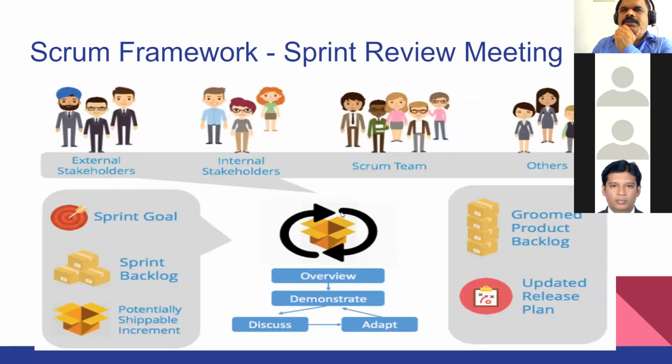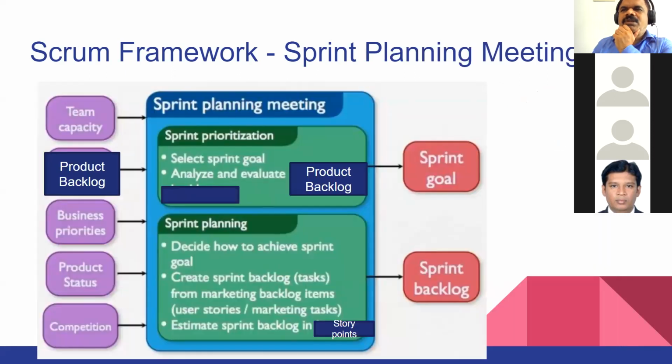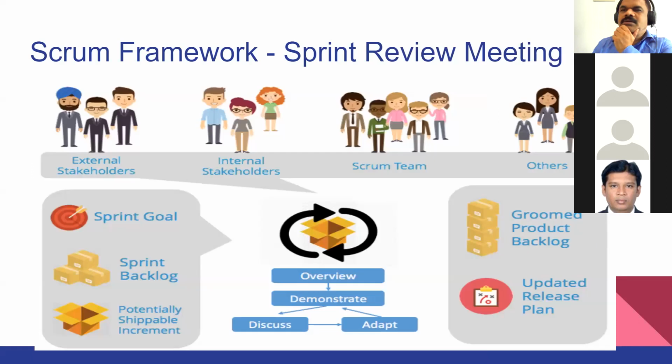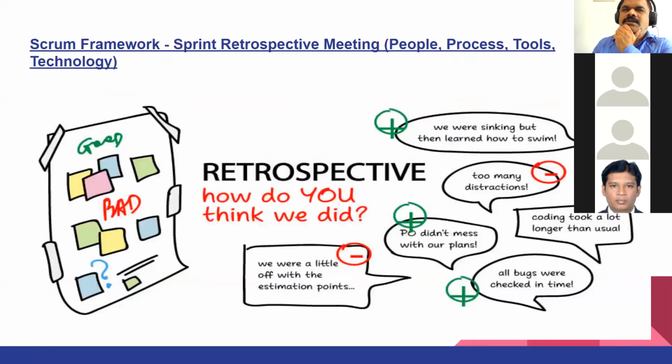So I told you about the sprint review, and we discussed the daily stand-up meeting. And then Scrum retrospective is about people, process, tools, technology. So here we may use simply, right? We are a little off by estimation points. Estimation points is a way of doing estimation.